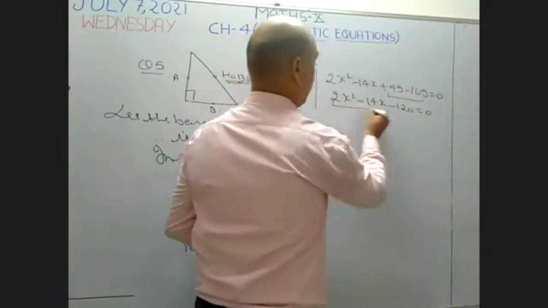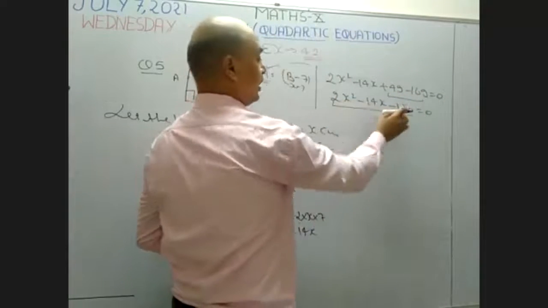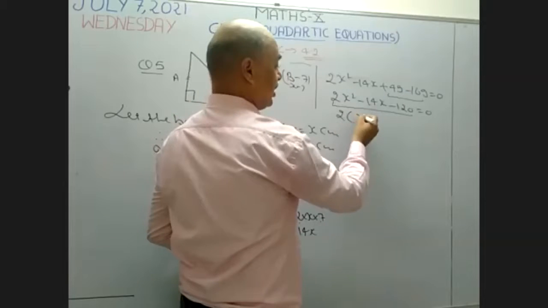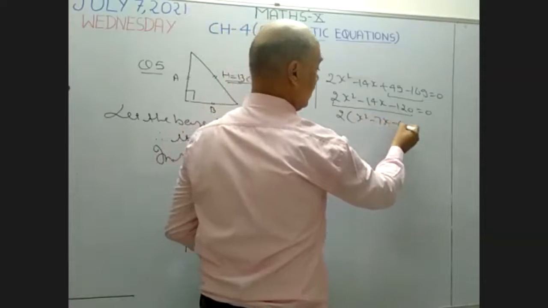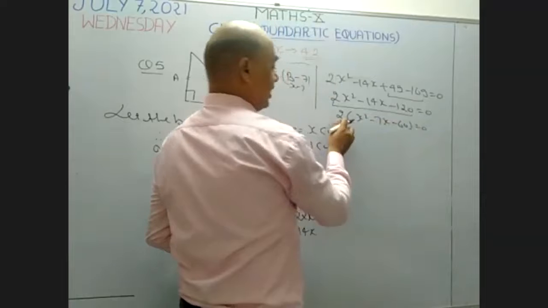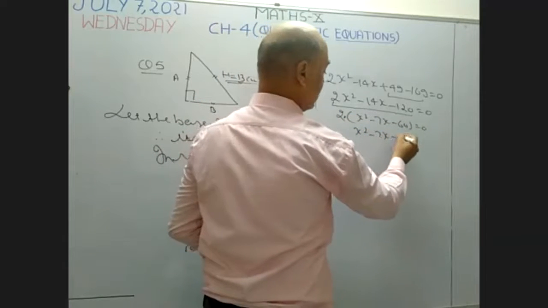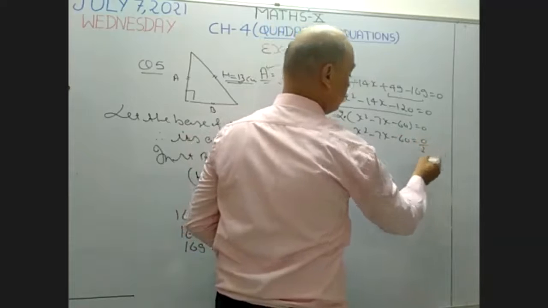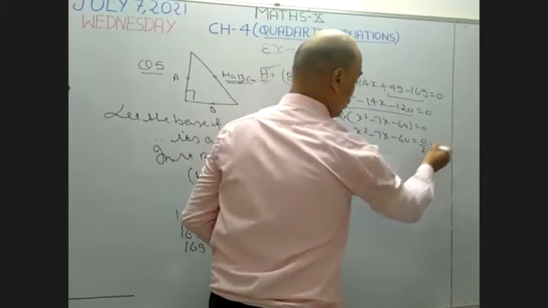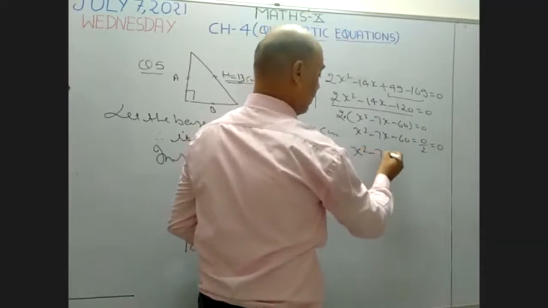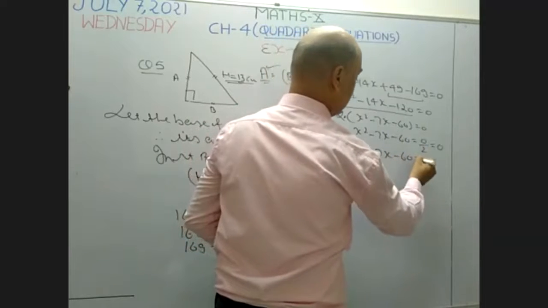Now I want to take 2 common, because 2 is common in the given equation. When I take 2 common, what is left? x square minus 7x minus 60 equal to 0. I take 2 from right to left, so this becomes x square minus 7x minus 60 equal to 0 divided by 2. 0 divided by anything is 0. So the final equation becomes x square minus 7x minus 60 equal to 0.